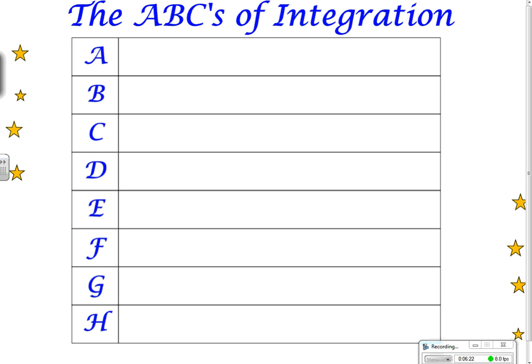Okay, so the shortcut rules, wouldn't that be nice to know? Some ABCs of integration. And I don't believe I put this on your note sheet, but let's just talk about a few of them. If I'm integrating a constant, the integral will be c, the constant value, times x. If this were 5, it would be 5x plus some basic constant c.